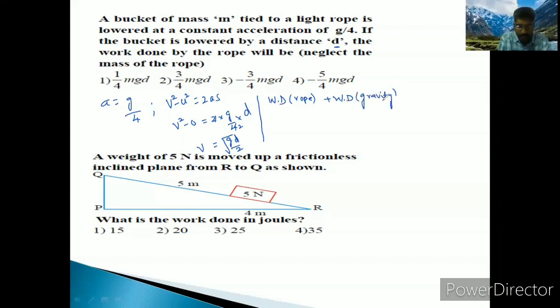Work done by gravity plus work done by the rope is equal to the change in kinetic energy. So what we need to find out? Work done by the rope is equal to the change in kinetic energy minus work done by gravity. We can write the change in kinetic energy as half m v square.